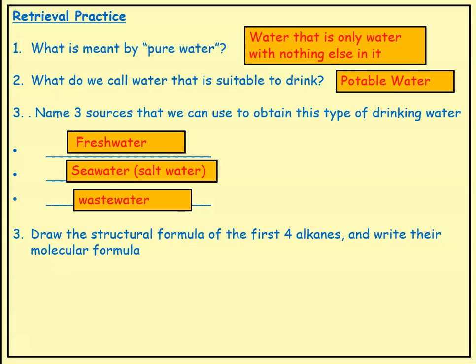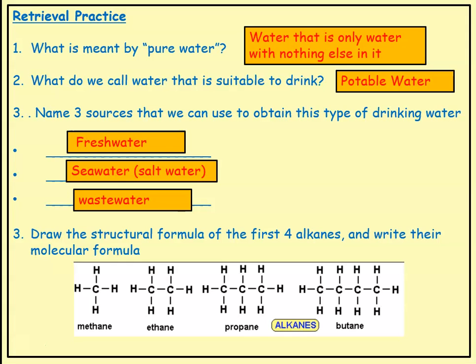Draw the structural formula for the first 4 alkanes and write their molecular formula. So the first 4 alkanes are as follows: methane, ethane, propane, and butane. Remember, they are alkanes, so they only contain single bonds. Underneath, you write the molecular formula. So methane would be CH4, ethane C2H6, propane C3H8, and butane C4H10. There's a pattern there. What you do for alkanes is you double the number of carbons and add 2 to get the number of hydrogens. So for propane, we've got 3 carbon atoms, double 3 is 6, add 2 means we've got 8 hydrogen atoms.